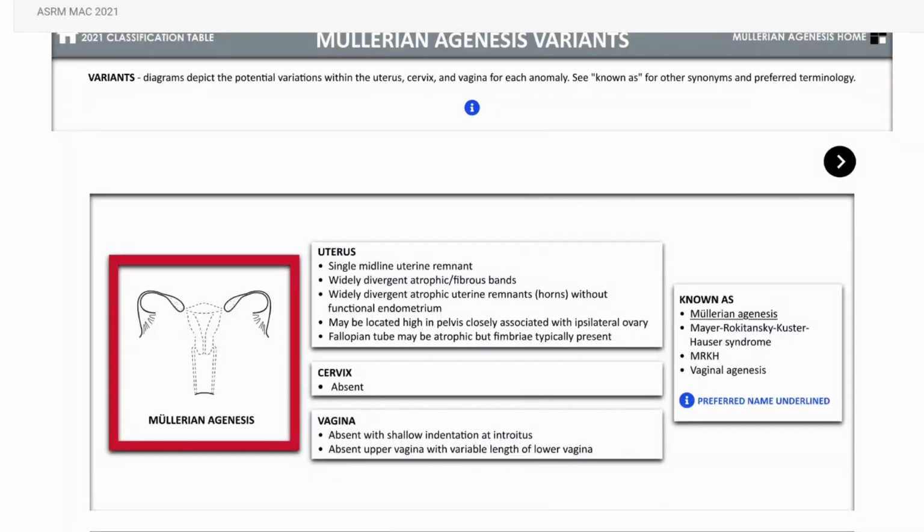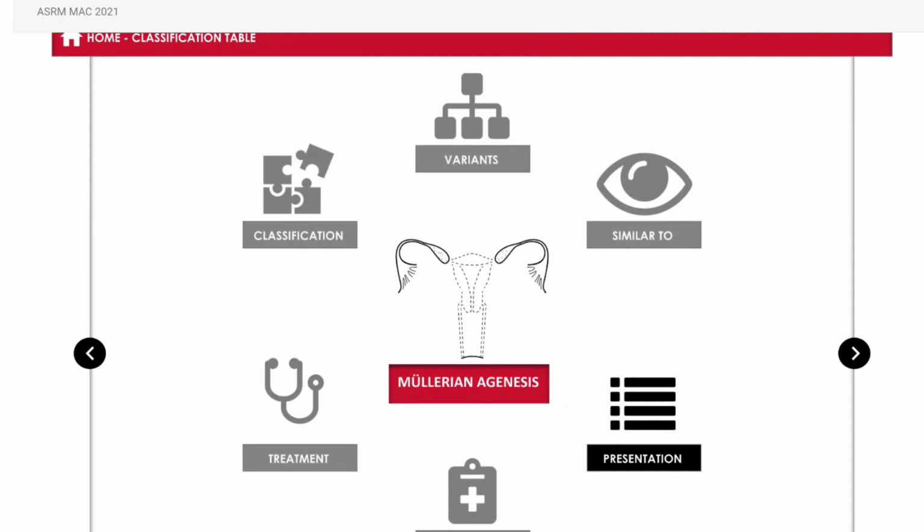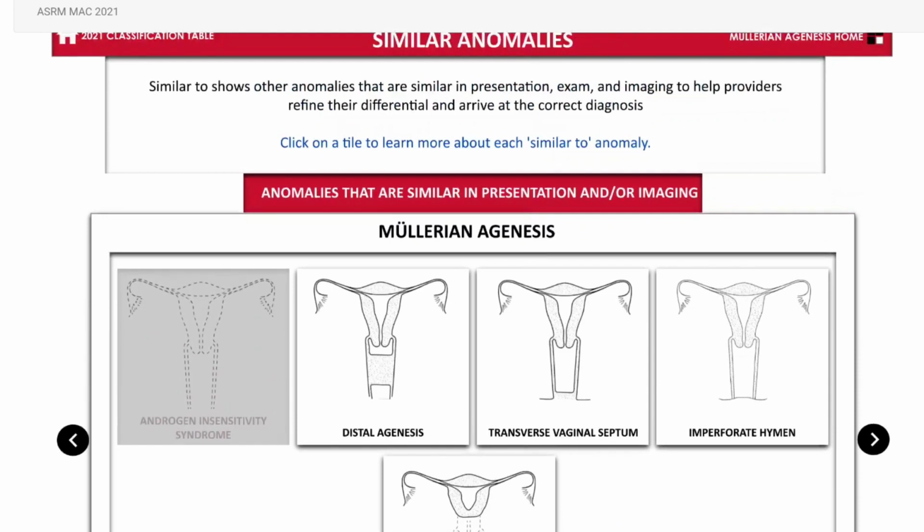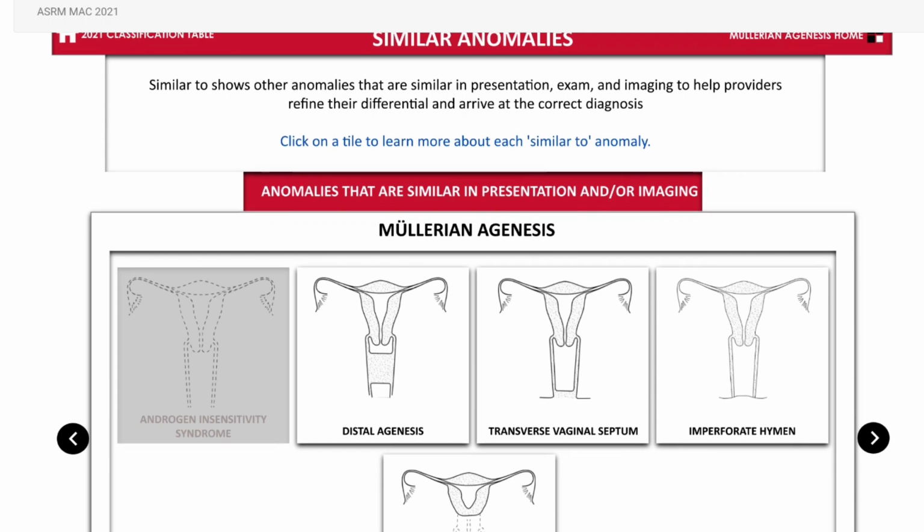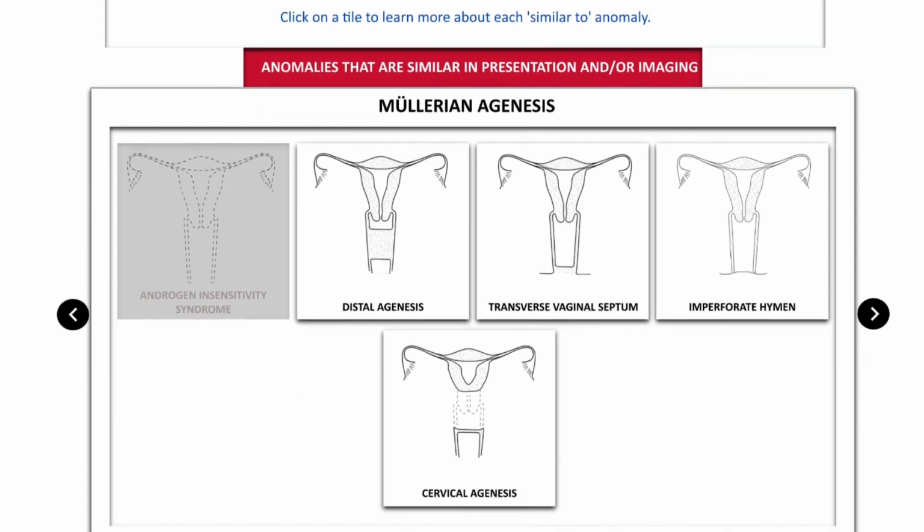And the second web page is the similar to web page. And if I click on the similar to web page for Mullerian agenesis, it shows all the anomalies which show similar presentation, examination, and imaging findings. So in vaginal Mullerian agenesis, the similar presentation can be seen in androgen insensitivity syndrome, distal agenesis, transverse vaginal septum, cervical agenesis, and imperforate hymen.